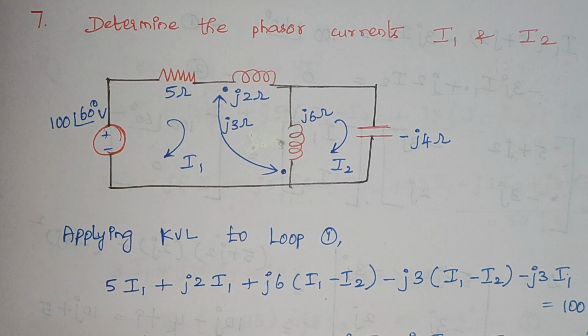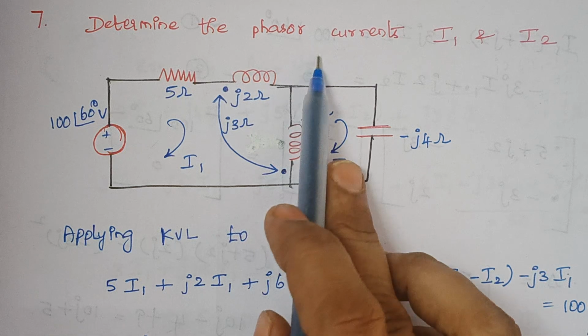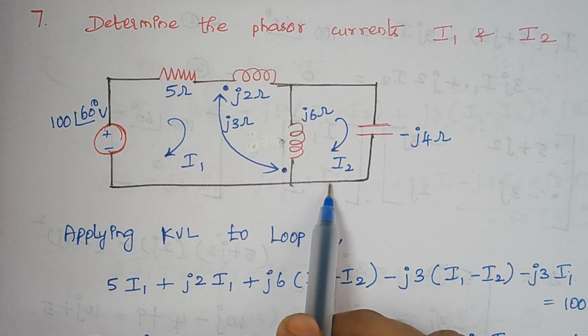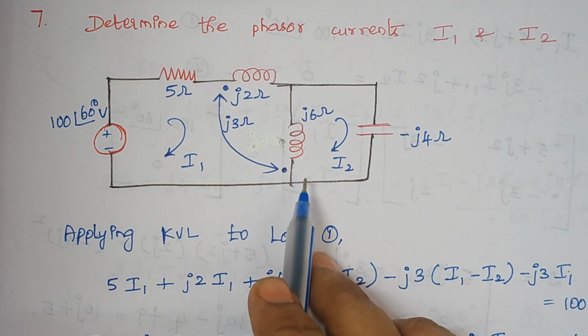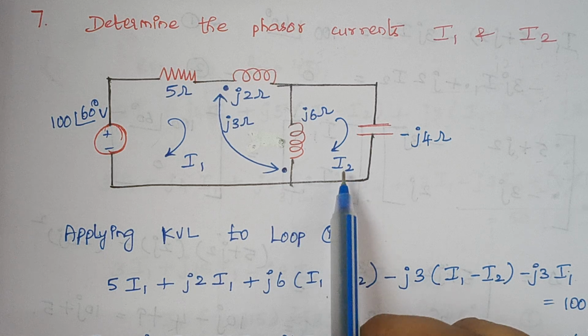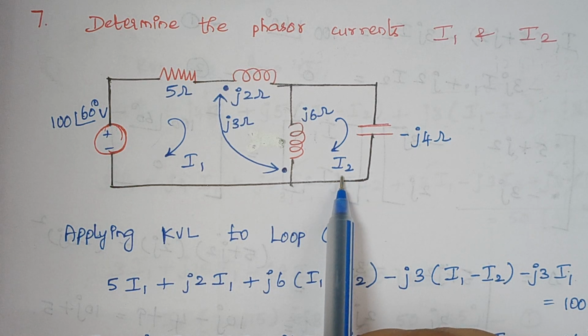Today we are going to solve problems related to magnetic coupled circuits. So here the problem is to determine the phasor currents I1 and I2. This is the given problem. Our problem has two loops, and I1 is the current that flows through loop 1 and I2 is the current that flows through loop 2.